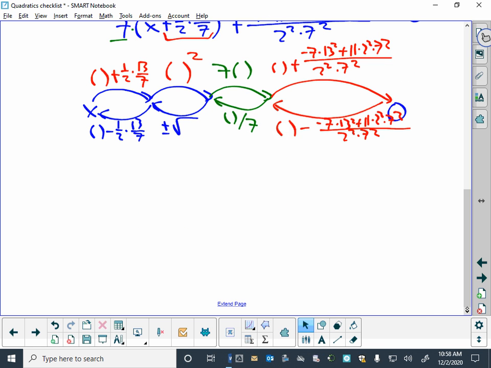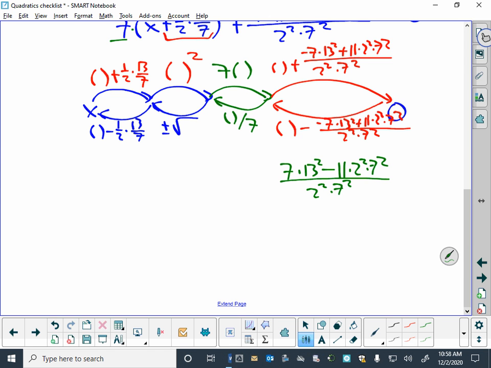So first step following the arrows in, 0 minus that is going to leave me a negative of that. If I distribute the negative through there, I'm going to get 7 times 13 squared minus 11 times 2 squared times 7 squared, all over 2 squared times 7 squared. And then on my next step, I'm going to divide that by 7.